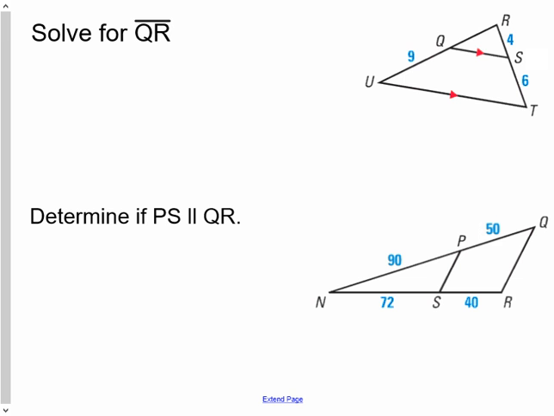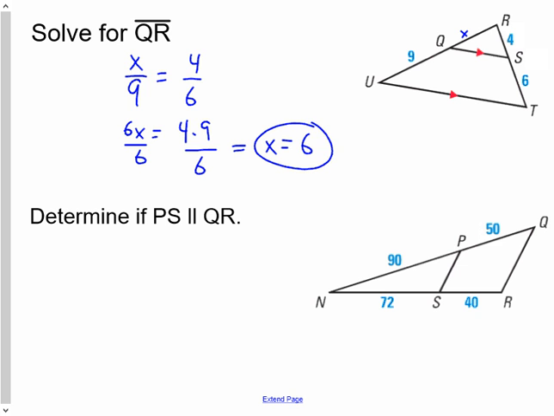So solving, we want to solve for QR. You can leave it as QR, or you can write it as an X, but we've got those parallel sides, so we can do X over 9 equals 4 over 6. Cross multiply and divide, we get 6X is 4 times 9, so divide by 6 on both sides. 36 divided by 6 gives us X equals 6. By the way, that was QR. I just called it X for short, so QR is 6.